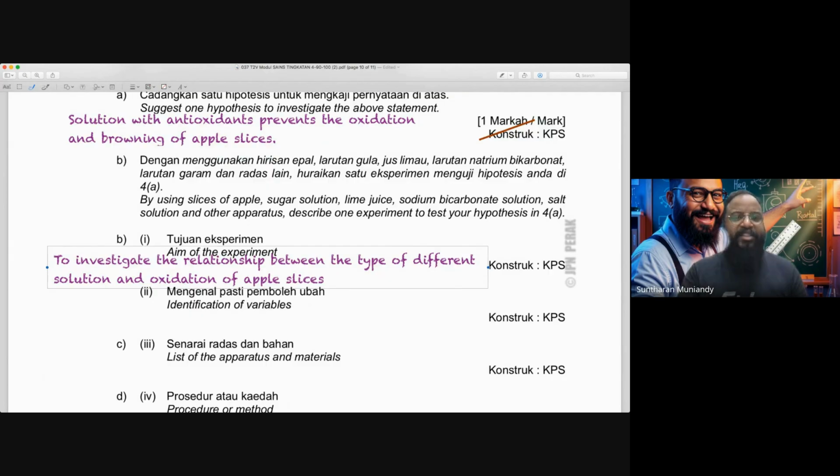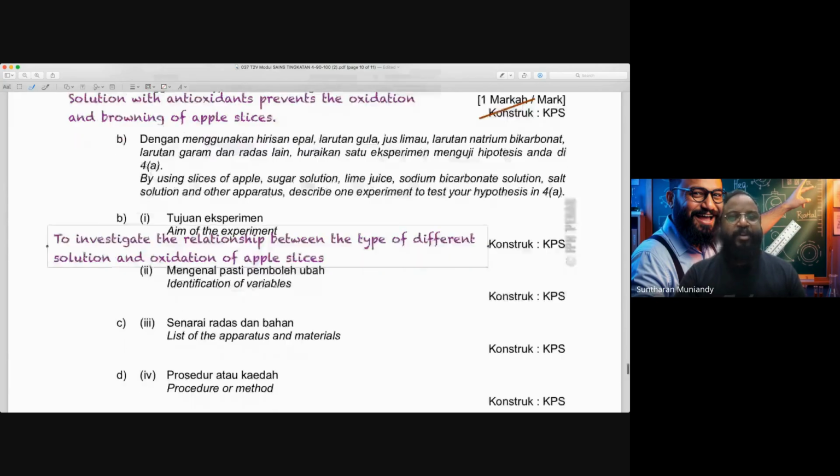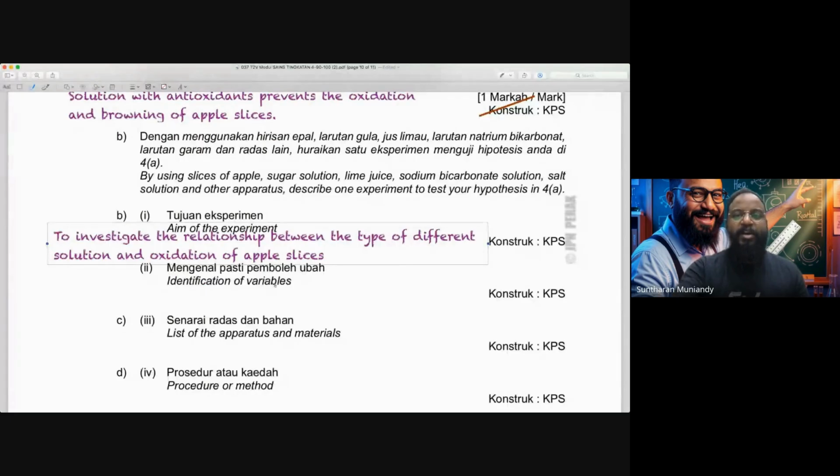To investigate the relationship between MV and RV. MV is manipulated variable. What is the manipulated variable over here? Type of different solution is the manipulated variable. What is the responding variable over there? Oxidation of apple slices is the responding variable. Got it? Now let's look at the variables.